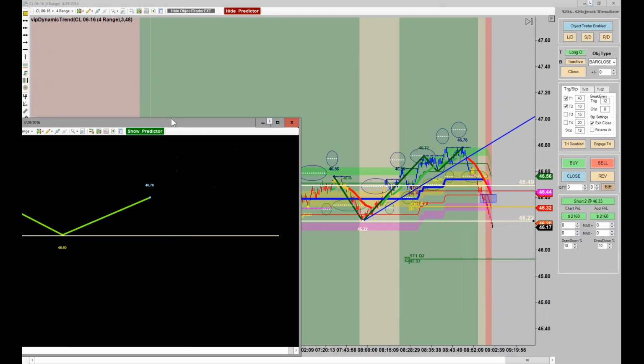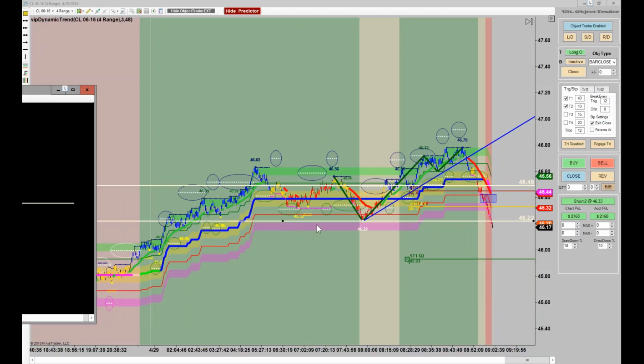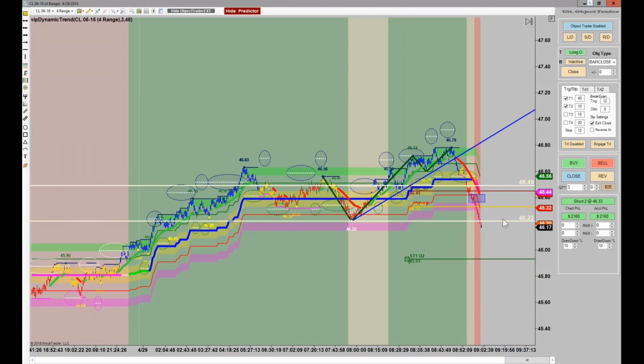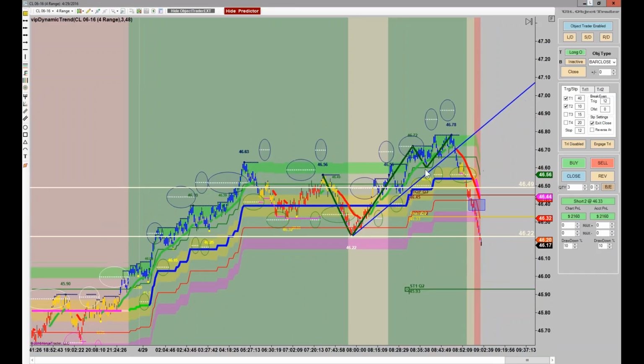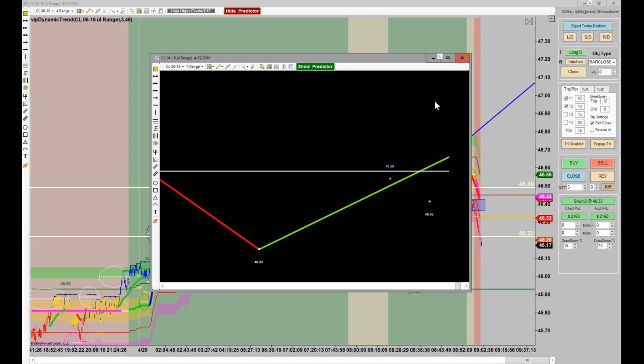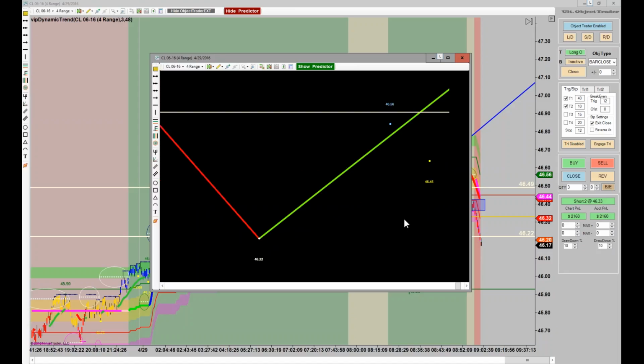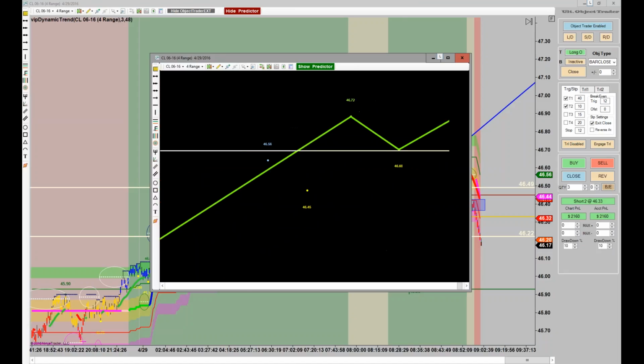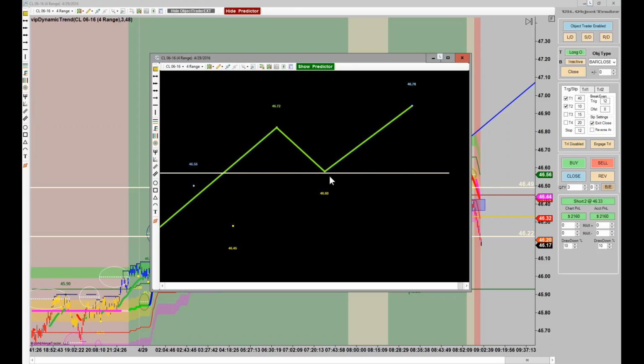That's 60. And let's see where it actually started dropping under 60. See there? Without looking at anything else on that chart, that was that a priori swing. High, low, higher high, breaks down.